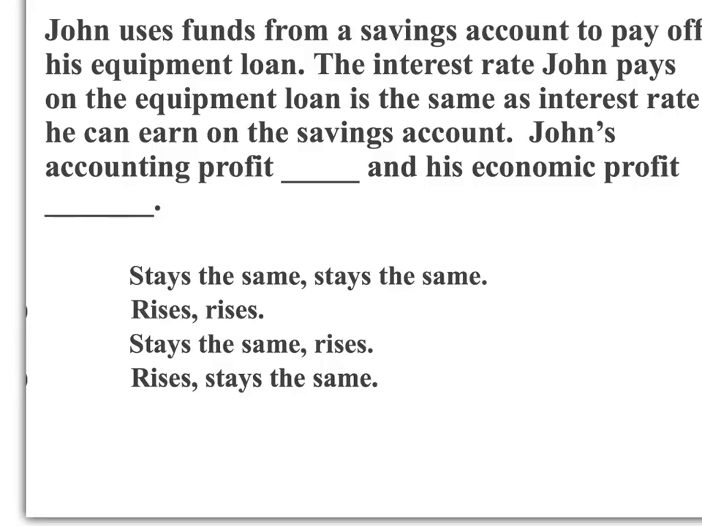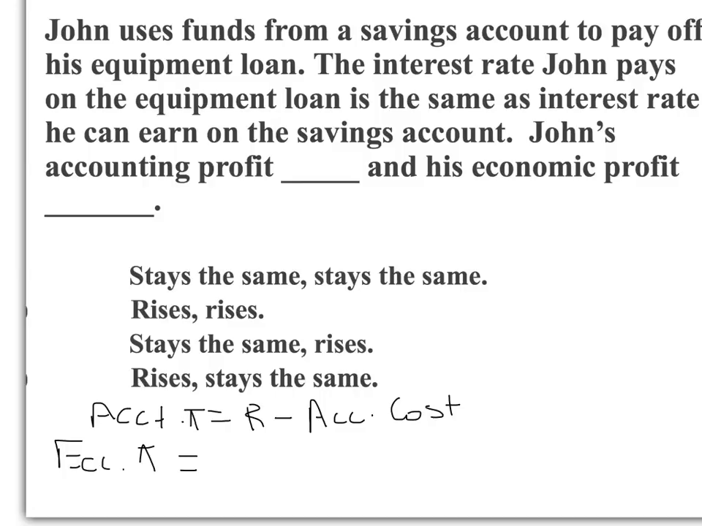And remember that the difference between them is that economic profits include opportunity costs and accounting profits do not. So accounting profits is always equal to the revenue minus the accounting costs, but the economic profits, this is profits here too, is equal to the revenue minus the accounting costs minus the opportunity costs. Okay? So for instance, let's look at this question.